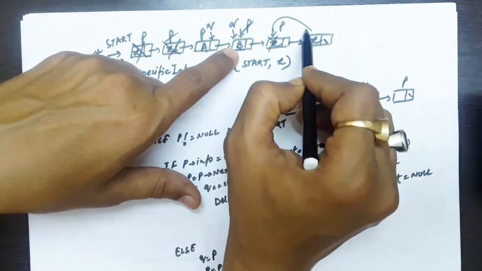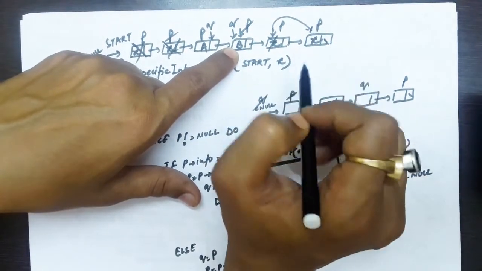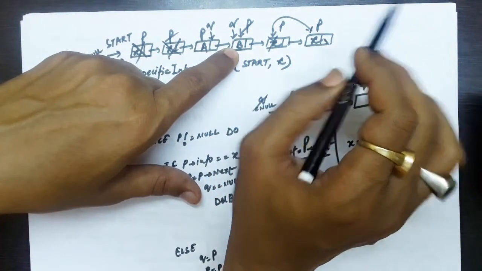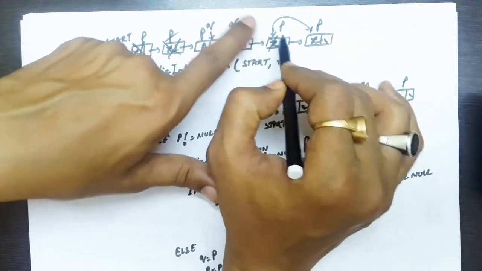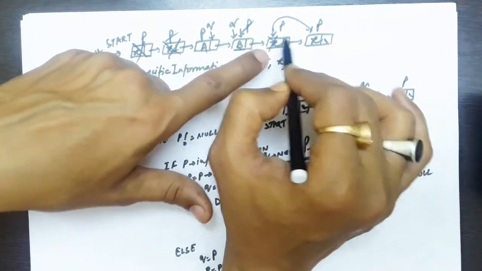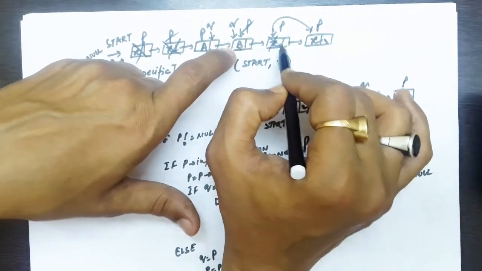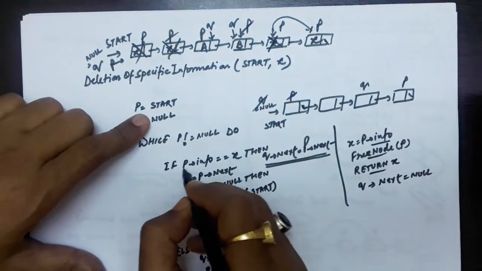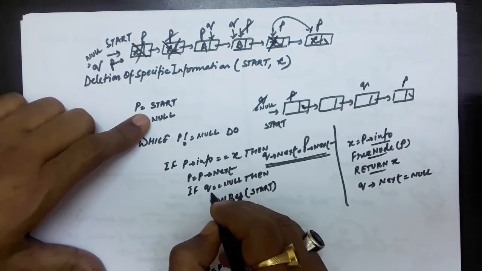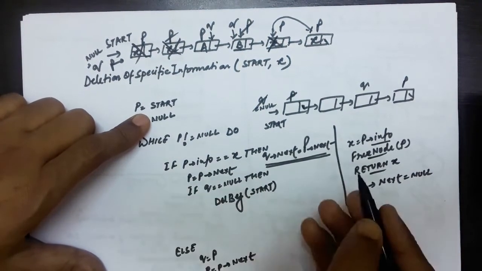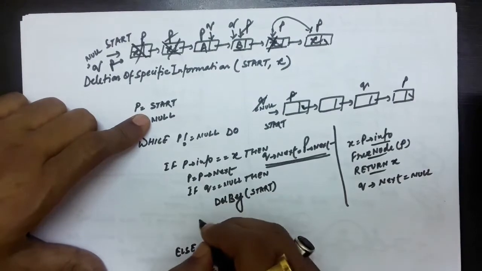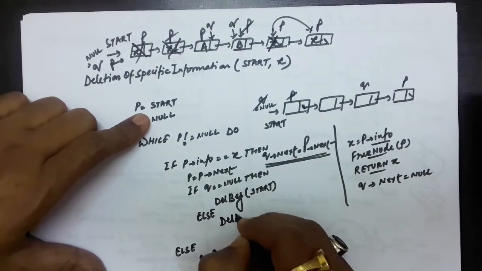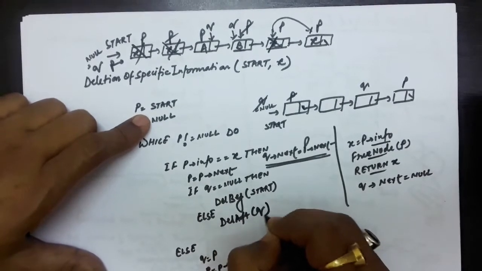But before the deletion of this node, p will be advanced to the next node such that p contains the valid address next time. And then we can perform the delete after q operation because this node is after this q node. So we will perform the delete after q and this node will be deleted. Now the information of p node is x, and we have advanced this p to the next node, but q is not null. So if q is not null, it means we are somewhere in between. So in that case, the delete after q operation will be performed.